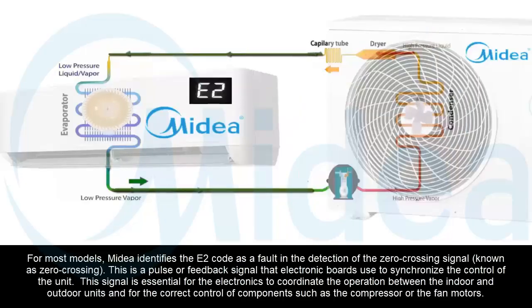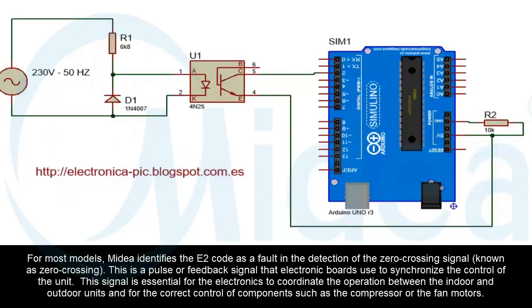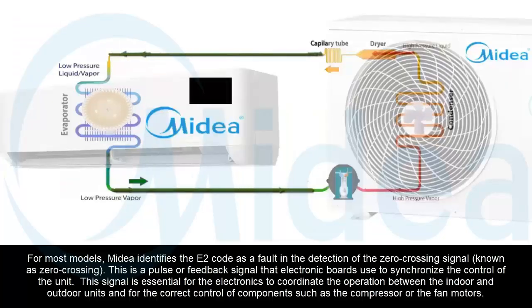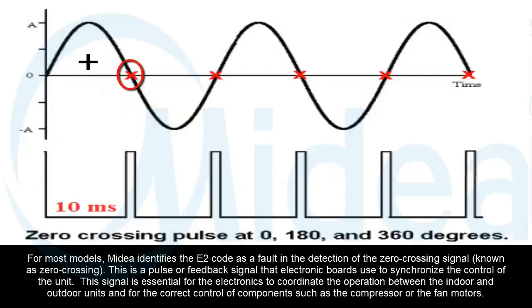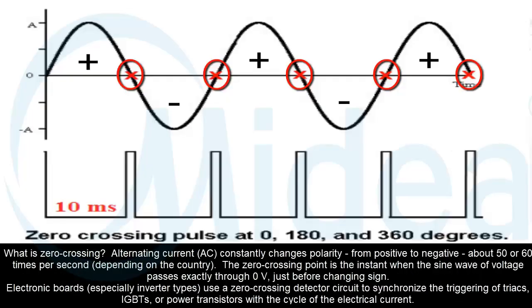For most models, Midea identifies the E2 code as a fault in the detection of the zero crossing signal, known as zero crossing. This is a pulse or feedback signal that electronic boards use to synchronize the control of the unit. This signal is essential for the electronics to coordinate the operation between the indoor and outdoor units and for the correct control of components such as the compressor or the fan motors.